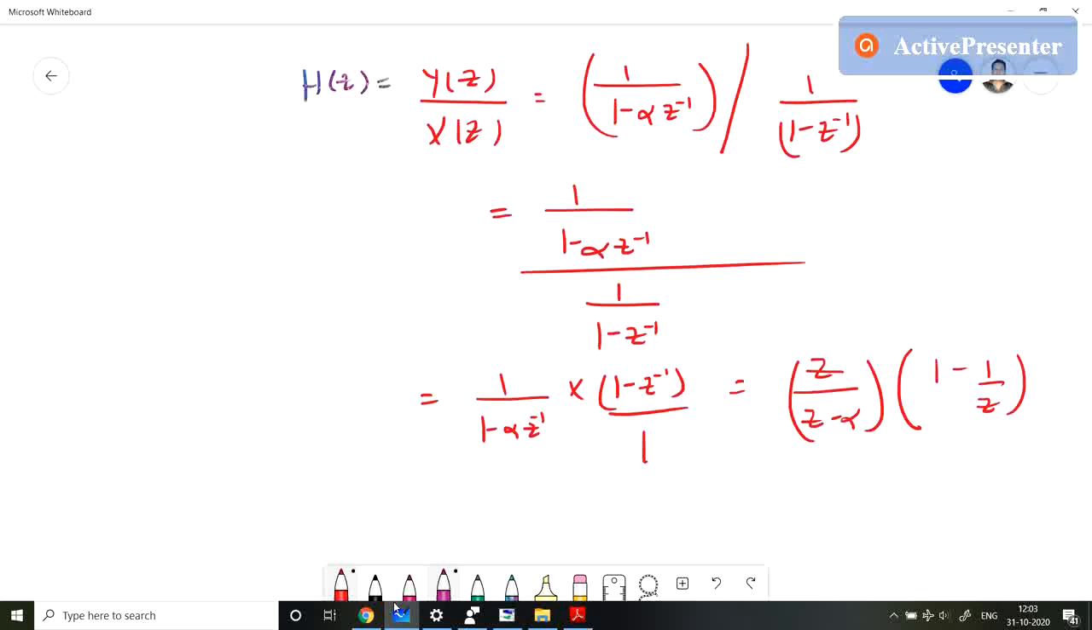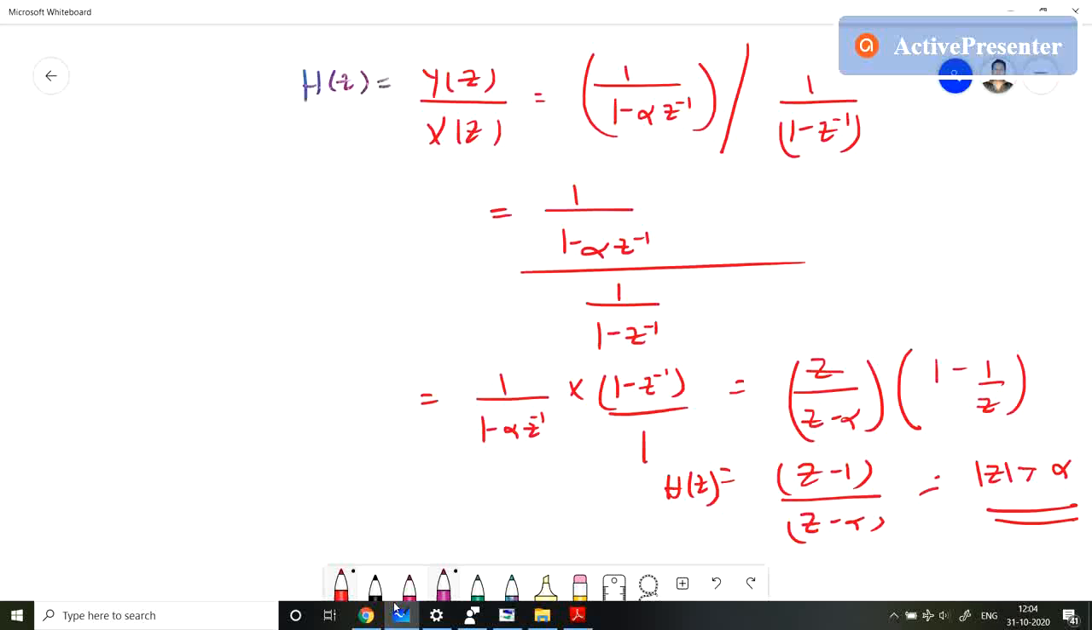So finally, the H(z) we are getting is equal to (z minus 1) divided by (z minus alpha). Please check this, we have simply calculated this value of H(z). So H(z) is equal to (z minus 1) divided by (z minus alpha), and of course the ROC is modulus of z greater than alpha. Because this is the z-transform of h(n), the ROC is exterior to that circle, so we are taking the ROC as modulus of z greater than alpha.